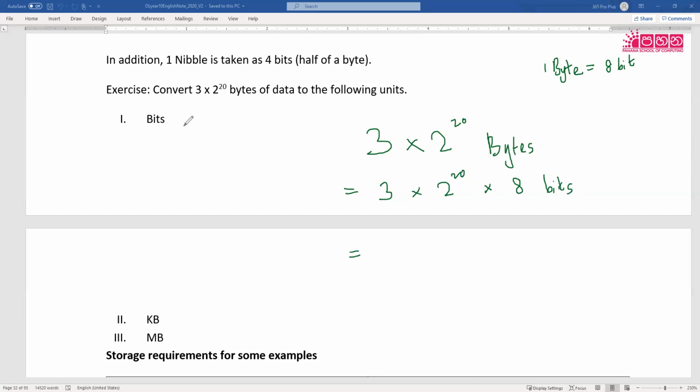When you want to simplify, you can put 8 as 2 to the power 3, because this is not easy to get the solution. So this is 2 to the power 3. That means we can say 3 into 2 to the power 23 bits.